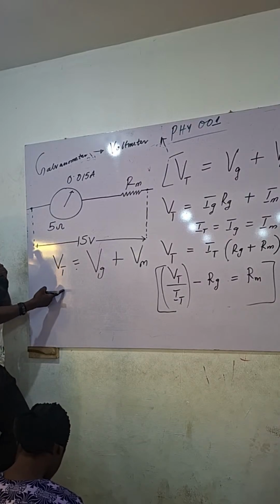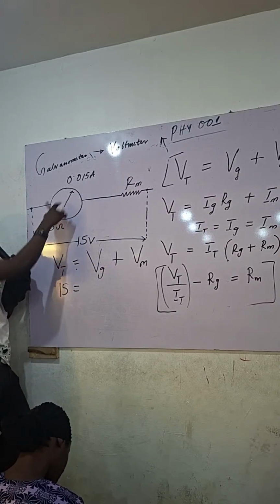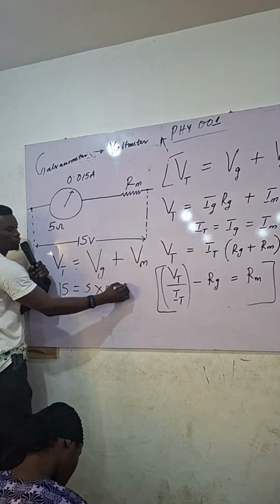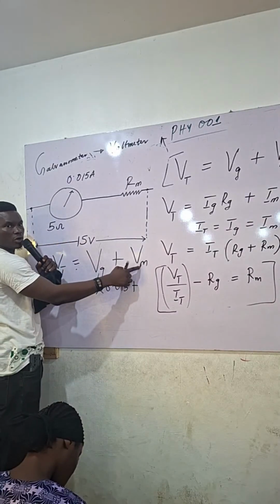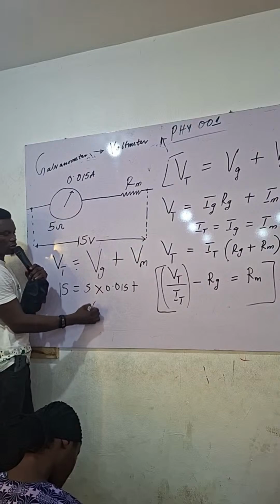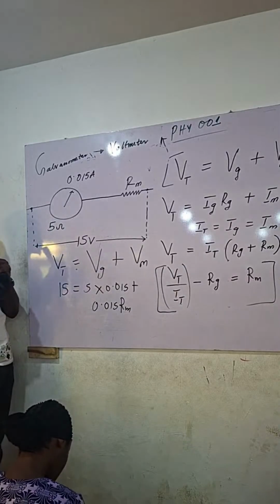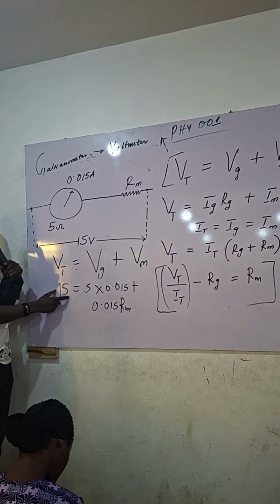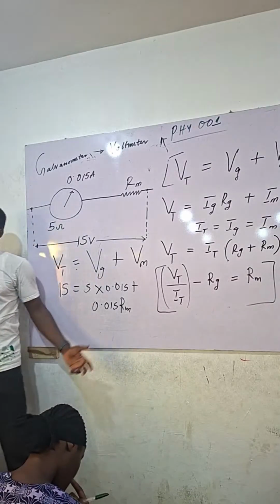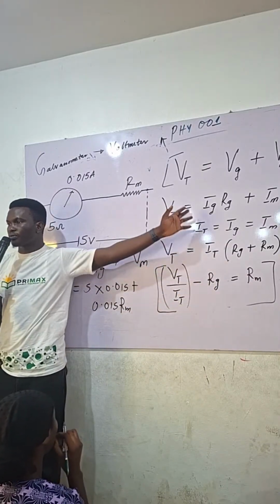From here now I can go on. This is 15, Abby. VG is what? IG, RG, Abby. So I can say 5 times 0.0 plus VM is what? IM, RM, and my I is the same. So that would be 0.015 RM. Then you solve. When you solve this, then you subtract it from this, then you divide it from that. And that's all.